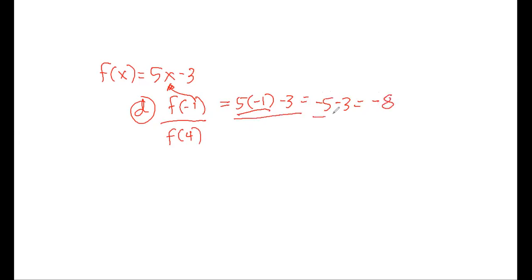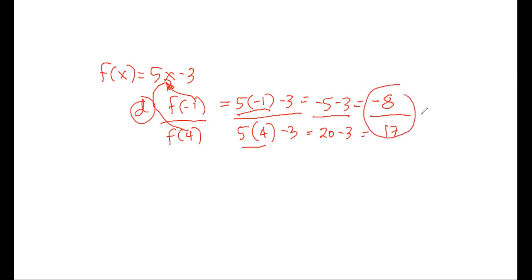In our denominator, we have f of 4. Again, substitute 4 to the value of x. So we have 5 times 4 minus 3. That is 5 times 4 is 20 minus 3, that is equal to 17. Now negative 8 divided by 17, the answer is negative 8 over 17. Check this one with the answer in your module or in your lecture notes.